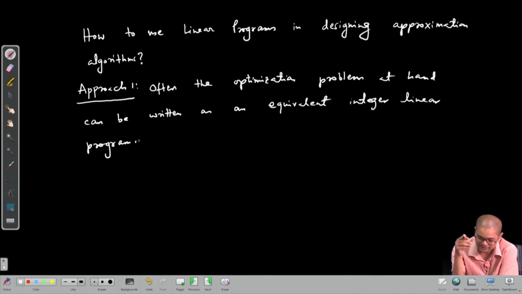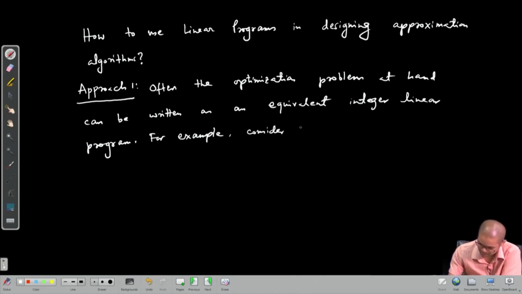So let us understand this with an example. For that, let us recall the vertex cover problem. For example, consider the vertex cover problem.